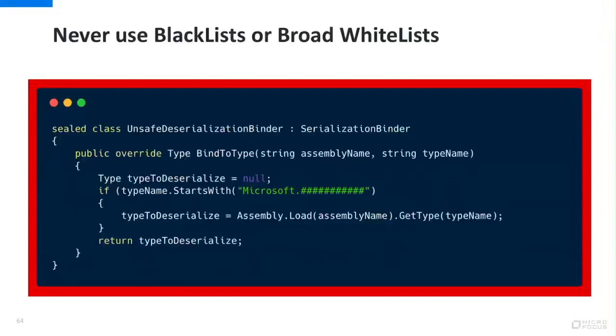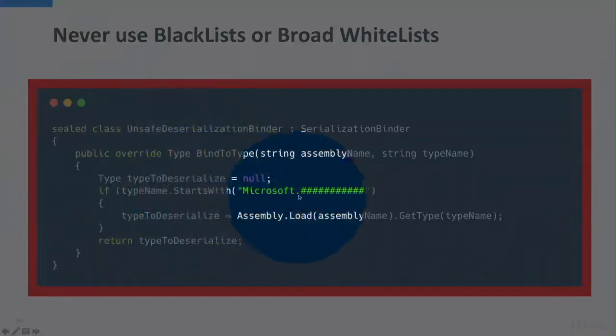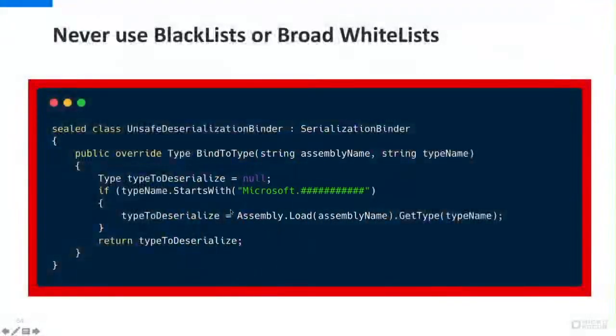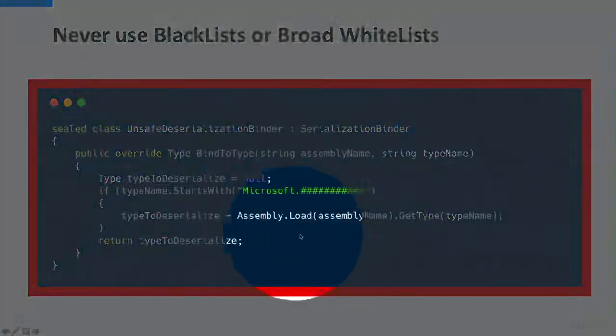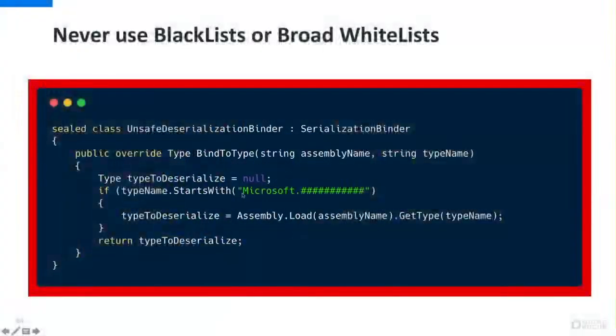I'm still in the process of disclosing this vulnerability and it hasn't been fixed. So at some point, what they were doing is they were checking if the namespace starts with Microsoft dot, and then the name of a very popular Microsoft product here. And if that's the case, then load the type and return it. Otherwise, return null. So there are multiple vulnerabilities here.